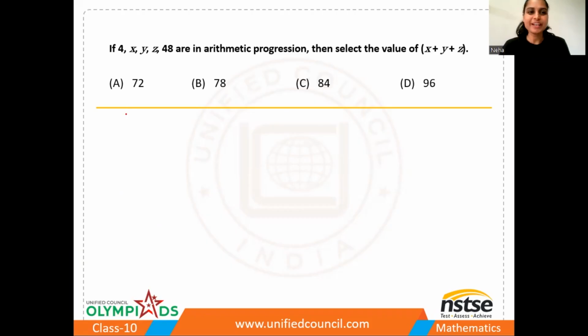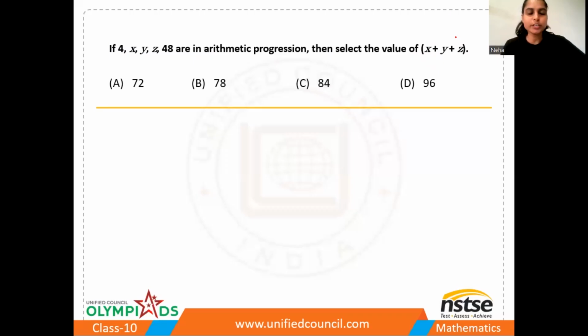Okay, alright. So students, this is your very first question for today, which you can see on the screen. First, read the question very carefully and then try to solve it. Okay? Alright. So, in the question it is given that if 4, x, y, z, 48 are in arithmetic progression, then select the value of x plus y plus z.